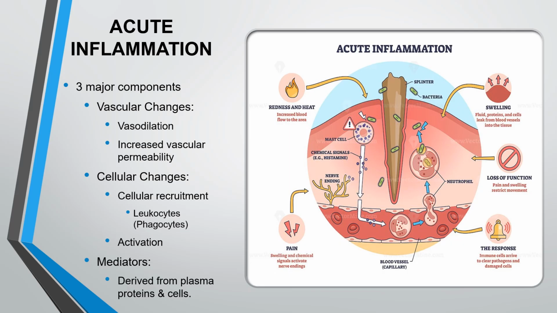In vascular changes, the blood vessels dilate and become leaky. This is on purpose. Cellular changes, we have white blood cells, especially neutrophils, that are recruited to the site of injury. And then mediators, these are chemical signals, things like histamine, prostaglandins, cytokines that coordinate this whole response.